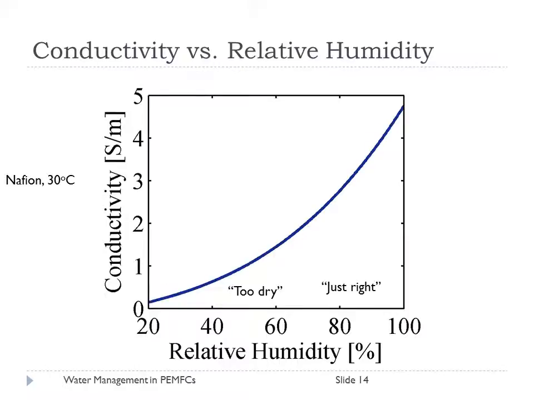But as we said before, the reason you may not want to work right at a relative humidity of 100% is that there are trade-offs. If you have too much water, you could start producing flooding. So a lot of times the just right point depends on your exact application, but it might actually be in the 80% relative humidity range.